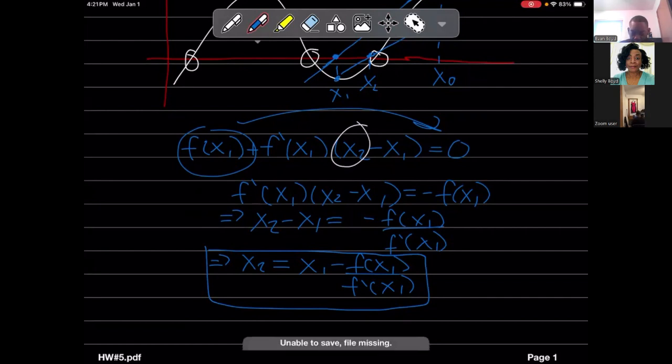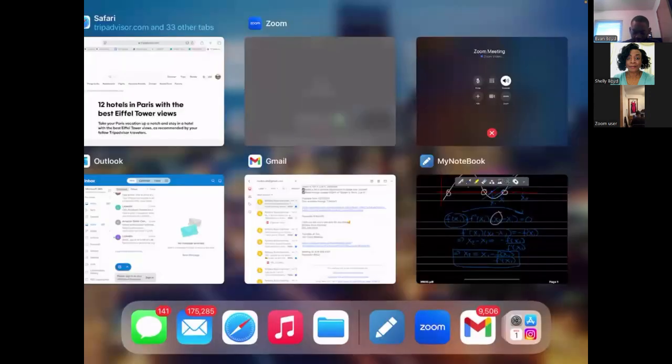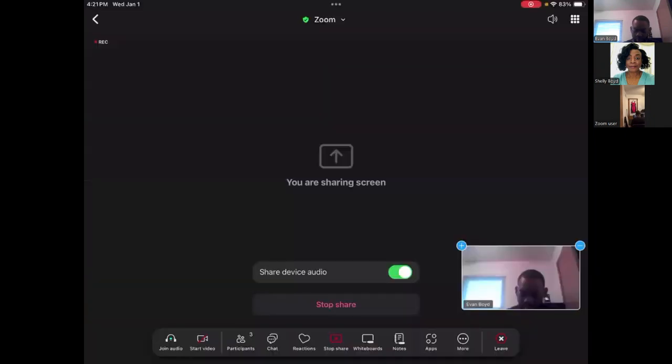Okay. This is actually all we need to first start our derivation. So we can now switch to Python. Let's end sharing screen here. Stop share, and we will go to Python. All right. So we share our screen.